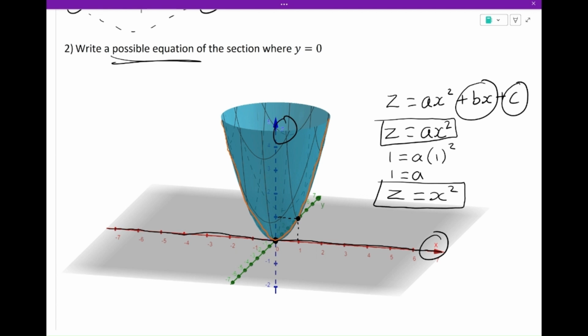For most questions like this, when it has come up in the exam, usually your answer has been either a circle or a quadratic. So if you're unsure, I'd always guess one of those two.